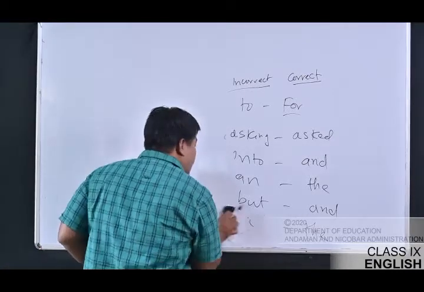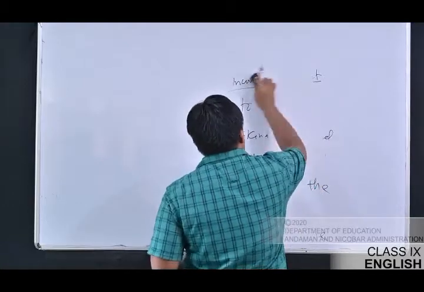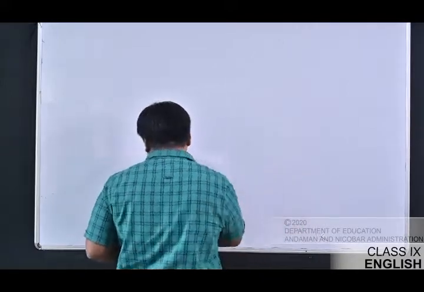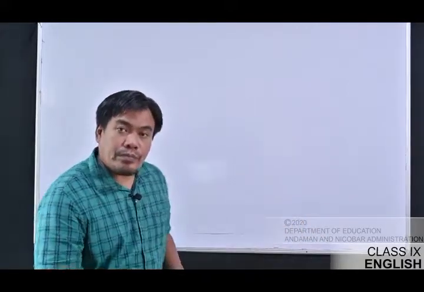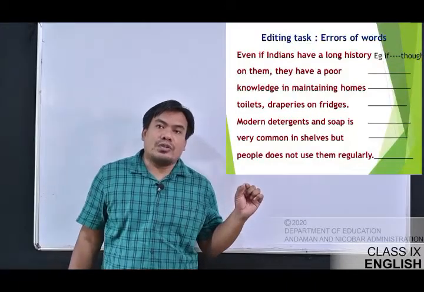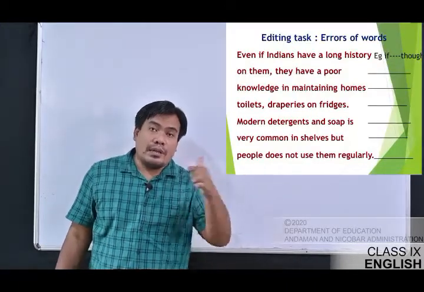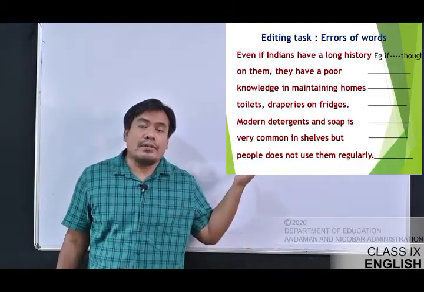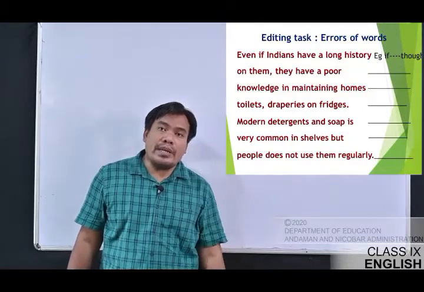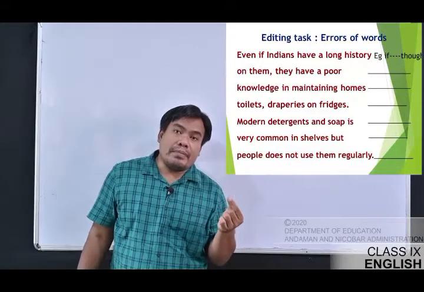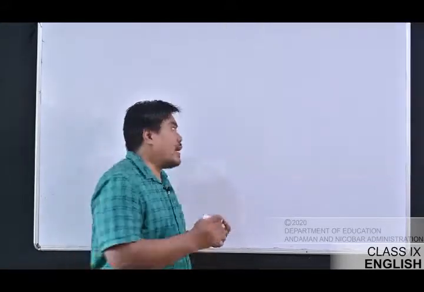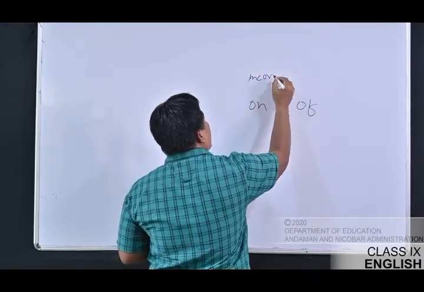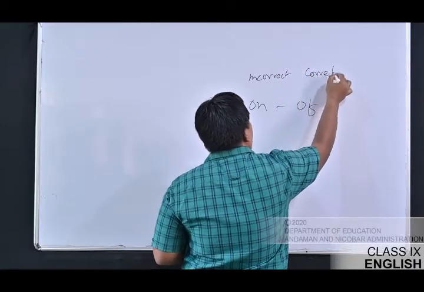This is going to be the last slide. Now you could read it for yourself and then try to figure out which word is incorrect there and which one is the correct one. Even if Indians have a long story, okay, "if" is actually incorrect. Even though, in spite of, the correct word is actually "though". Even though Indians have a long story, on them, they have poor. It's not "on", it's actually "of". This is the incorrect one and this is the correct one.